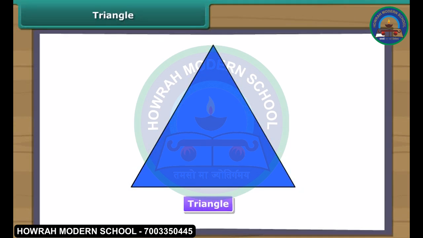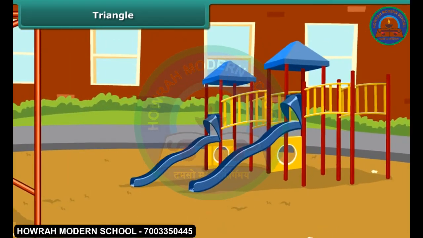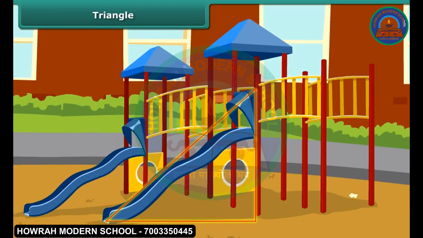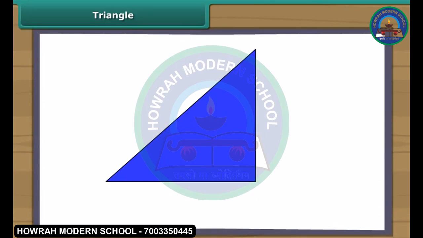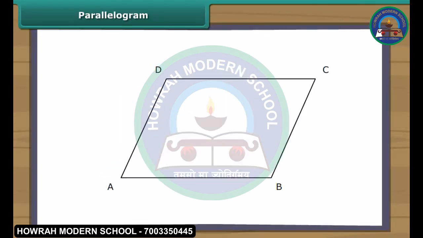Triangle. What is a triangle? A triangle is a three-sided closed figure. Have you noticed the slider in the park? It is in the shape of a triangle. So can we find the area of a triangle? Yes, we can find the area of a triangle by using the formula for area of a triangle. For this, we require the measures of the base and the height of the triangle. Area of a triangle is half the product of its height and base.